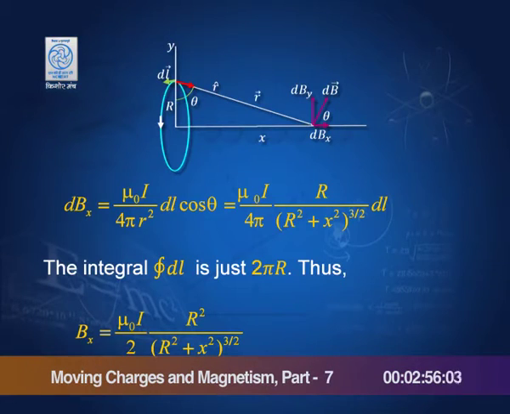The integral then, integral over phi, integral over dl is then just 2 pi r, and substitute that. So, we get Bx is equal to mu 0 I by 2, r squared by r squared plus x squared raised to power 3 by 2. That is the field at this point. The direction of the field, you see, dl cross r would be in this direction as shown, and along the axis the component would be cos theta of that. So, that is the magnetic field along the axis of the loop.